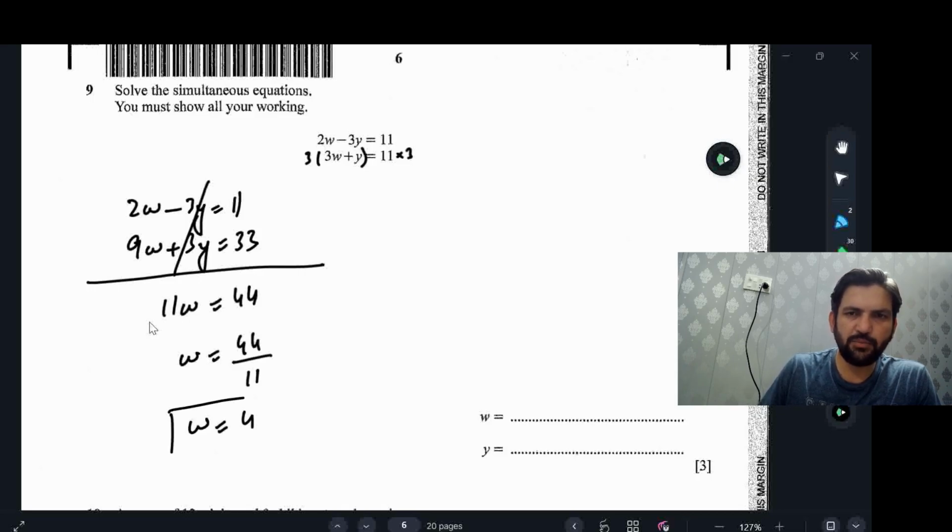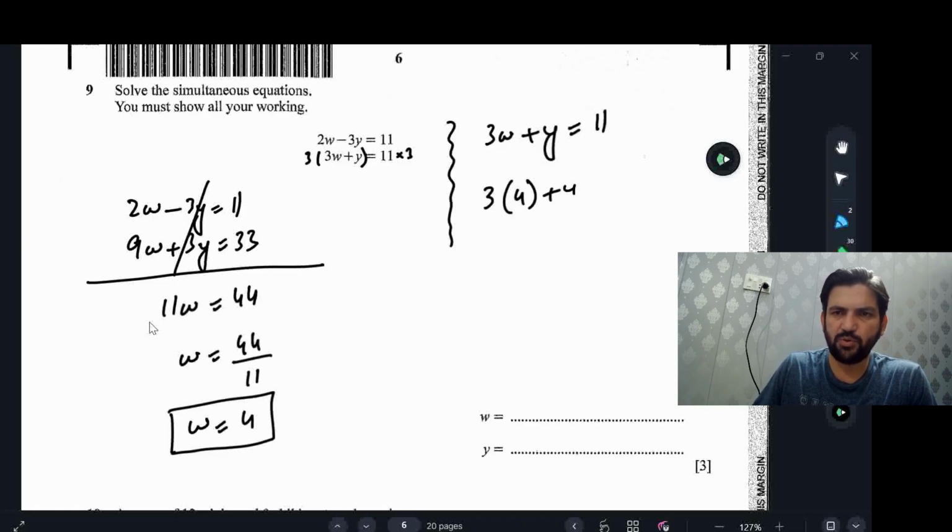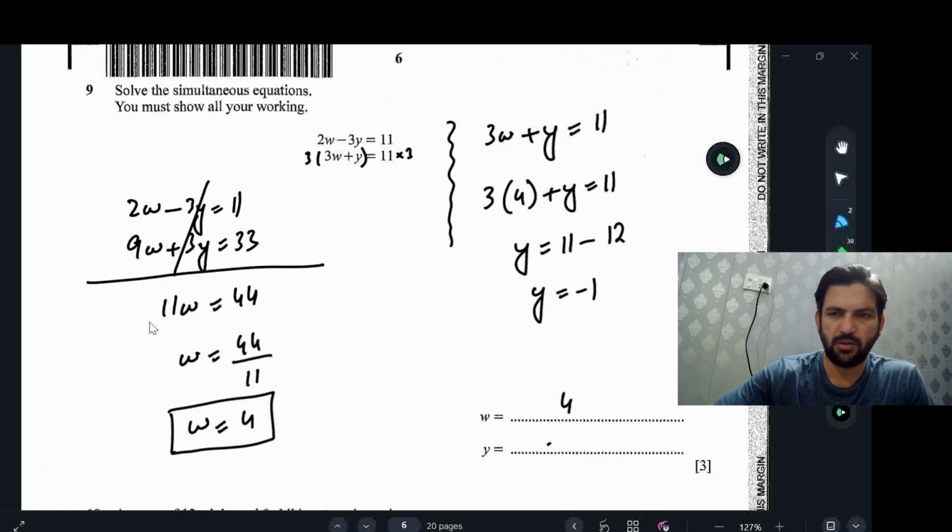Now use w in any of the equations. The equation is 3w plus y is equal to 11. So for y, we just need to put the value over here. So y is equal to 11 minus 12, which means y will be equal to minus 1. So w is equal to 4 and y is equal to minus 1.